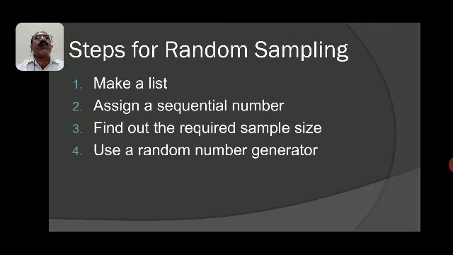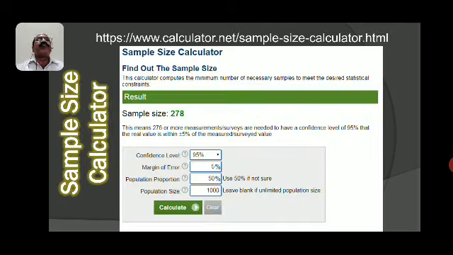Steps for random sampling. First one is make a list, that means the population. Assign a sequential number because you have to progress 1 by 1, 2, 3, 4, 5, and accordingly you will be selecting any requisite object or entity. So you have to assign them a sequential number. Find out the required sample size. Then use a random number generator to identify who will be the sample.